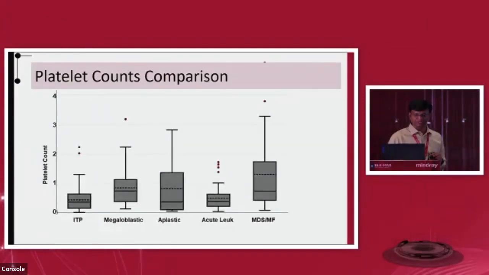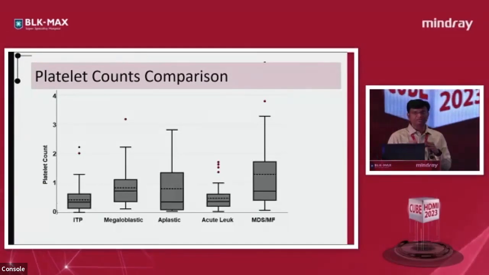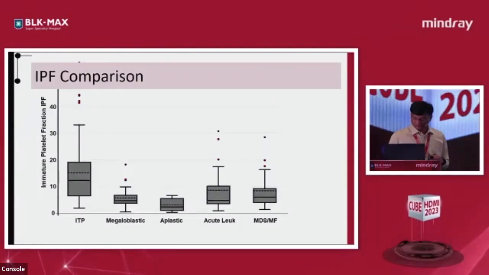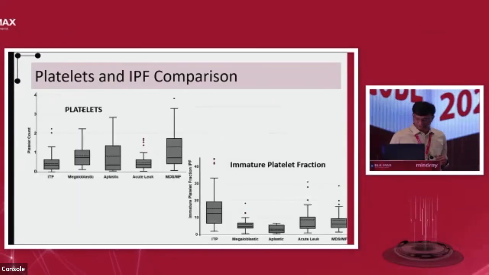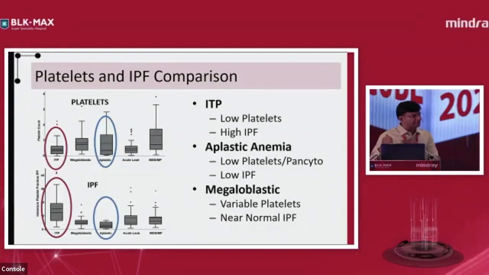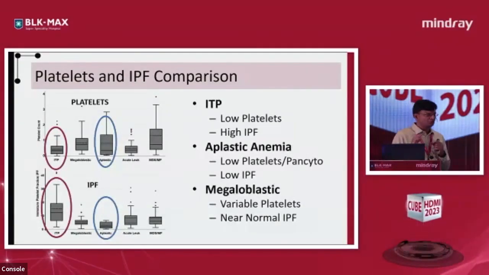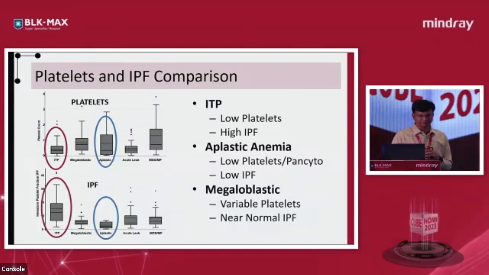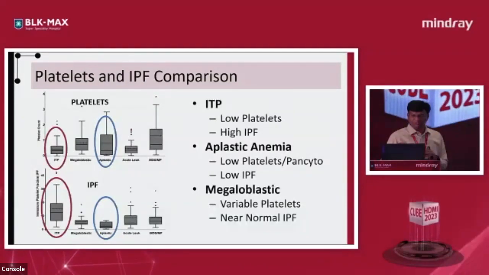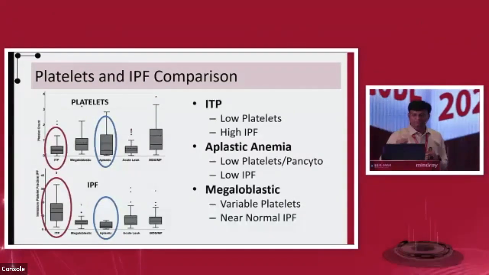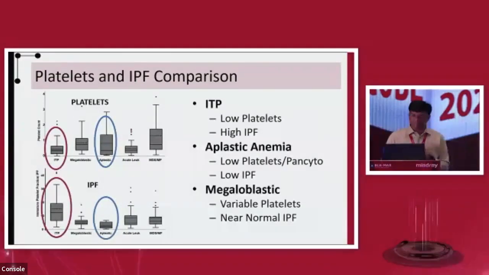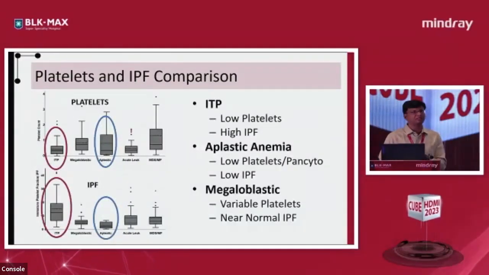There are a few cases you can see at the top, they are outliers. They are not counted in the statistics. Same as we did for the IPF. Then let me combine these together. When we put it one below the other, the interesting findings came out. The ITP has low platelets and a high IPF. Aplastic anemias have low platelets or pancytopenia, but there was always a low IPF. Then megaloblastic anemia, we got a variable platelet count but near normal IPF.